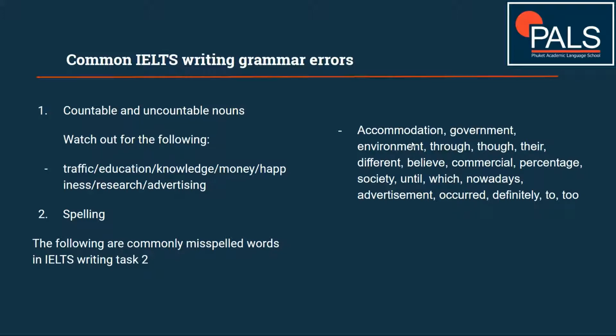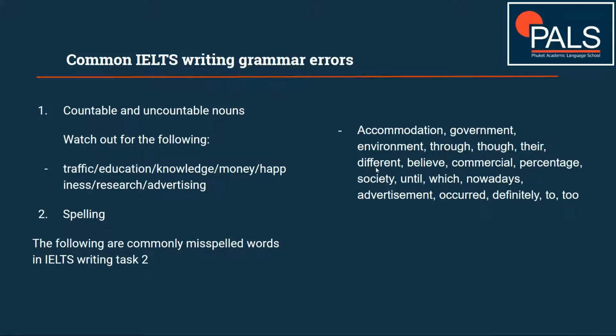Government in here as well. Very often students spell it without the N. Environment, again, you see it without the N here. Through and though. Okay, through, as in to go through something, and though, as in, I like your idea, though I don't think it's that conclusive. Okay, so through and though. There, very often this is used incorrectly.